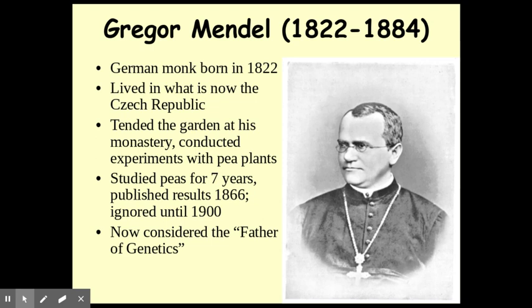The first person who really worked with genetics and how traits were passed from one parent to the next was Gregor Mendel. He is known as the father of genetics. He was a monk and he was living in Germany. He was born in 1822 and he lived in the Czech Republic and he tended a garden of peas. And so he did a lot of different experiments with his peas. He worked with the peas for 7 years. He published his results in 1866, but people didn't really pick up on the information or really even put it into practice until around the 1900s.